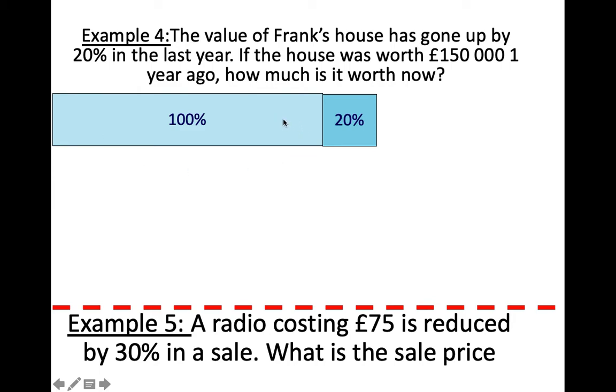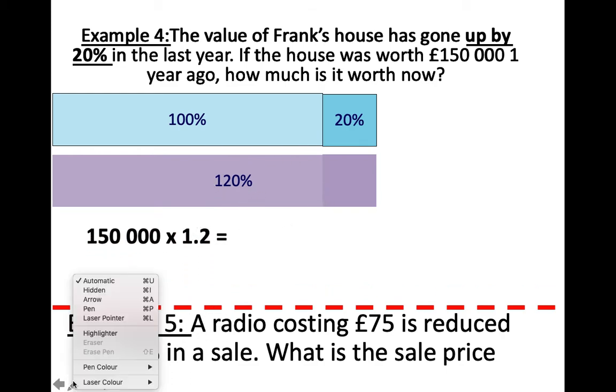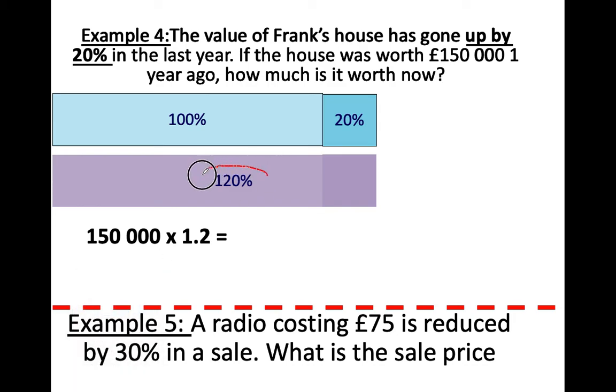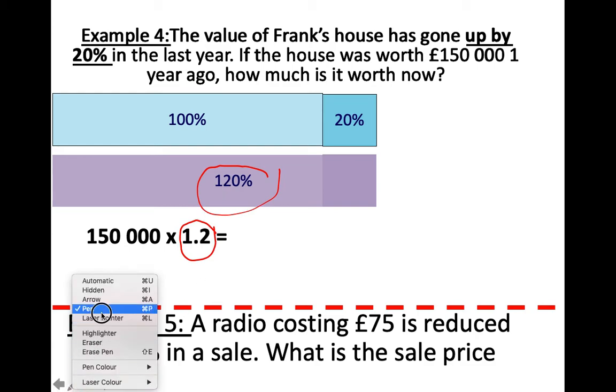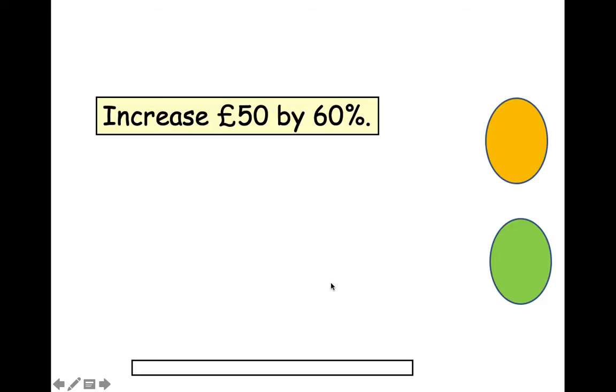We then need to write this as a decimal. 120% converted into a decimal is clearly going to be 1.2. So we've gone from the 120 to the 1.2 simply by dividing by 100. And we are going to take this number 1.2 and multiply it by the amount, giving us our answer.